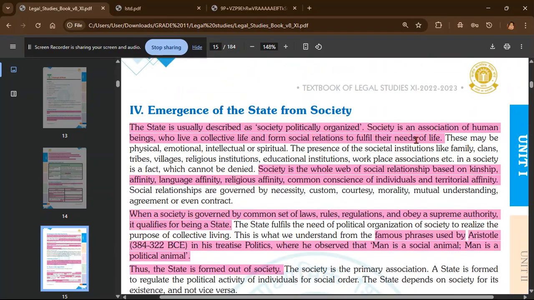So, coming back, society is an association of human beings who live a collective life and form social relations to fulfill their needs in life. Now, they have given one more definition. Society is a whole web of social relationship which is based on kinship affinity. Now, what is kinship and what is affinity?